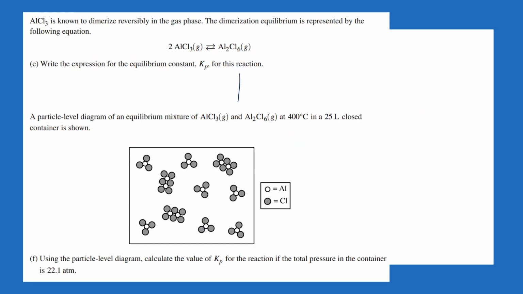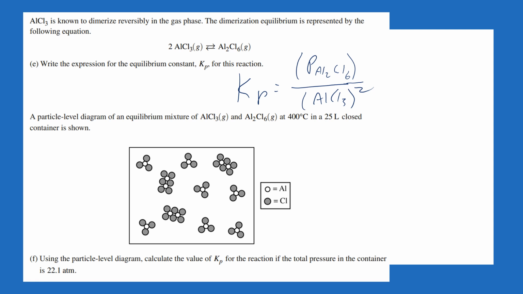Okay, so the Kp expression for this, it's always products over reactants, so pressure of Al2Cl6 on the top, and then we have our AlCl3 squared on the bottom. And then they give us a particle level diagram of an equilibrium mixture at 400 degrees Celsius in a 25-liter closed container. Calculate the value of Kp for the reaction if the total pressure is 22.1.